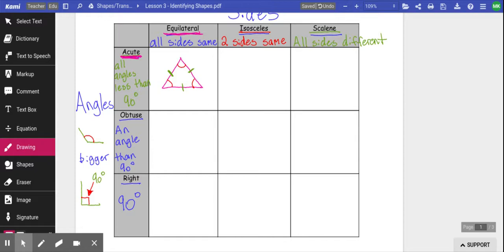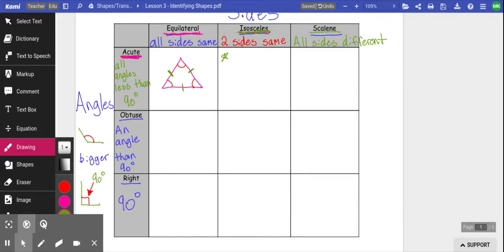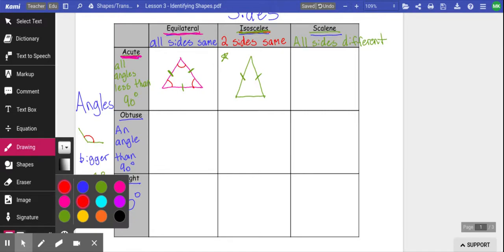If we look at the second one, in this box over here, we want to create an isosceles, so that means two sides are the same, acute angle. To do that, I need two sides to be the same. I'm going to do two really long sides like that. Those are the same length. And then we're going to have one side down there, which is definitely a smaller side than the other two. That's isosceles because two sides are the same, but the bottom side is not. It's acute because all the angles are smaller than 90 degrees.